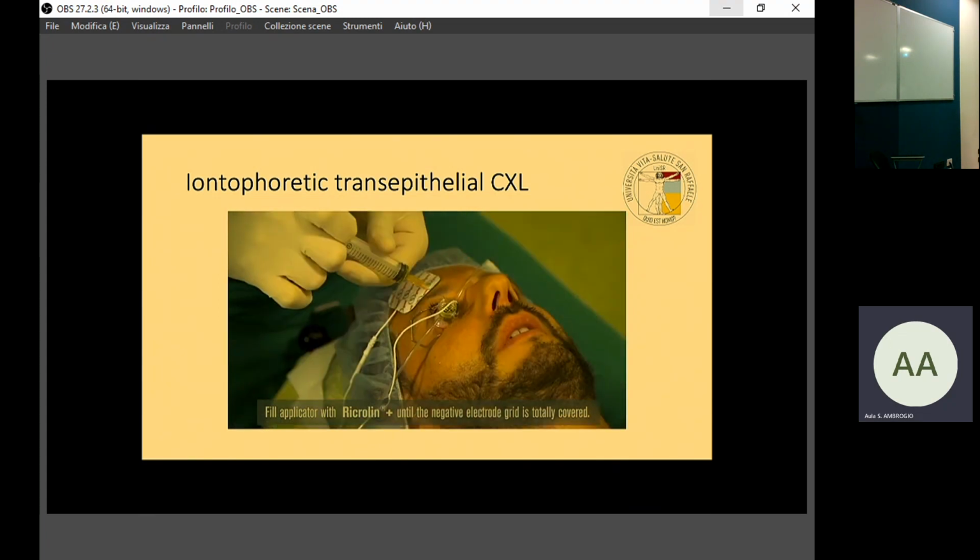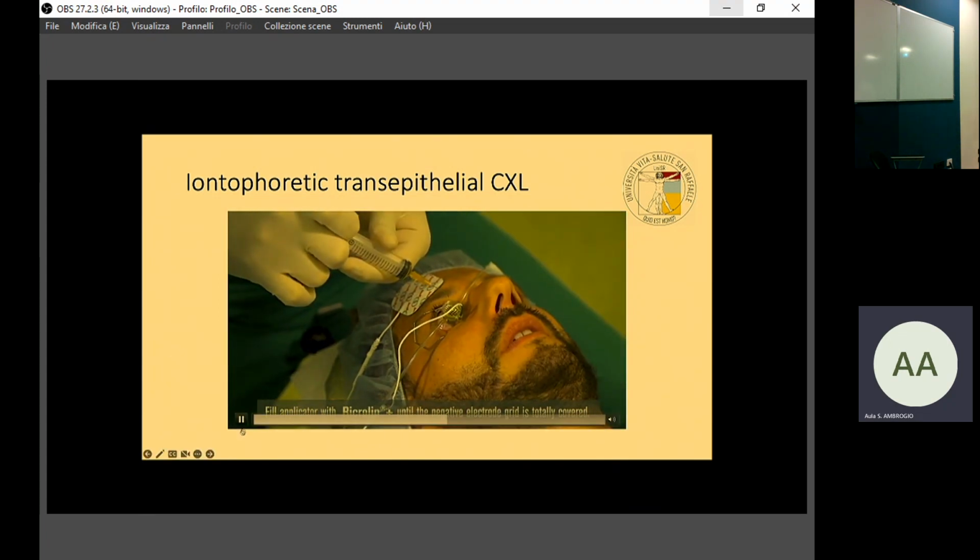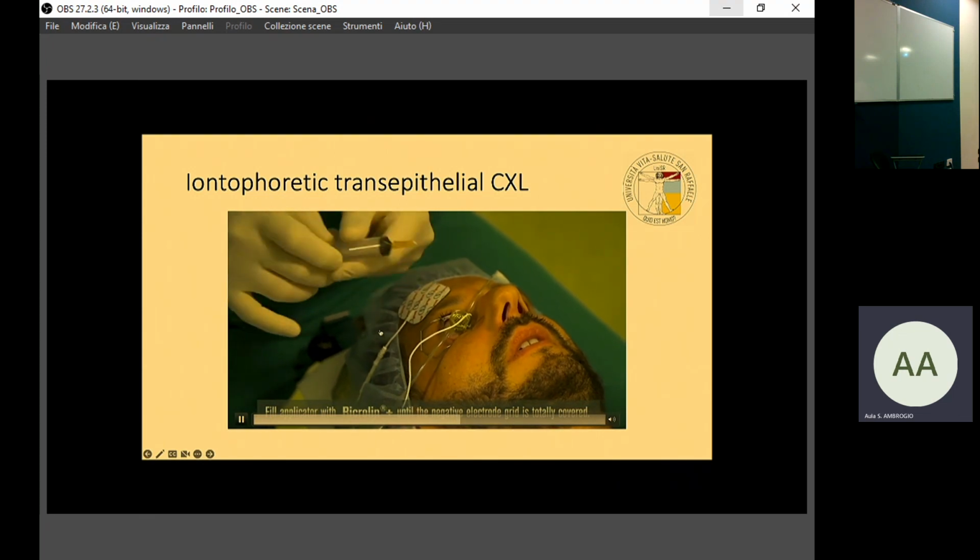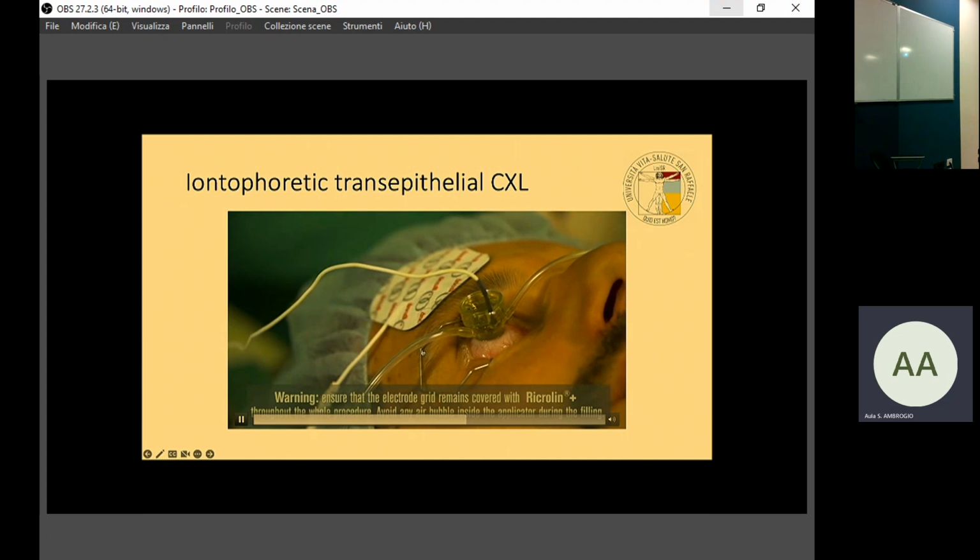Again, since in this case the procedure is done in a patient that has not removed the epithelium, the solution that is used is not just the riboflavin, but a combination of different solutions, including also EPA and other substances. So we have administration of the solution.